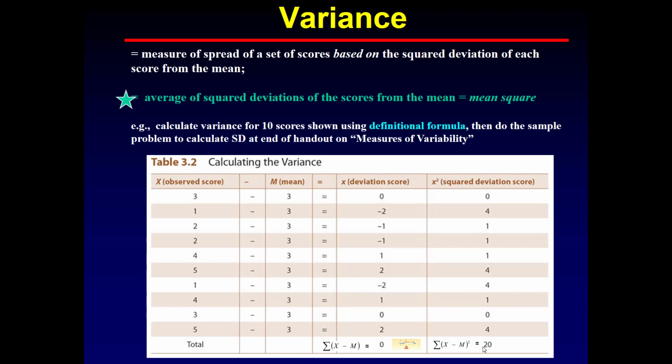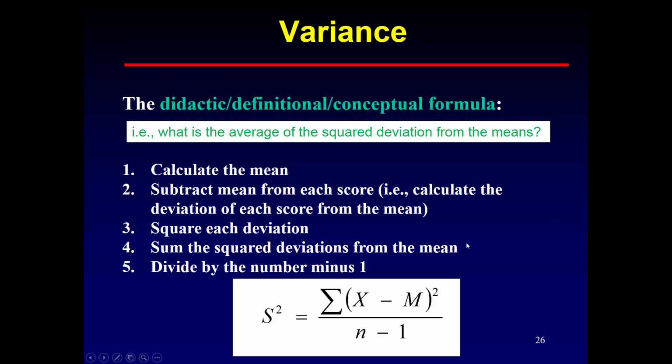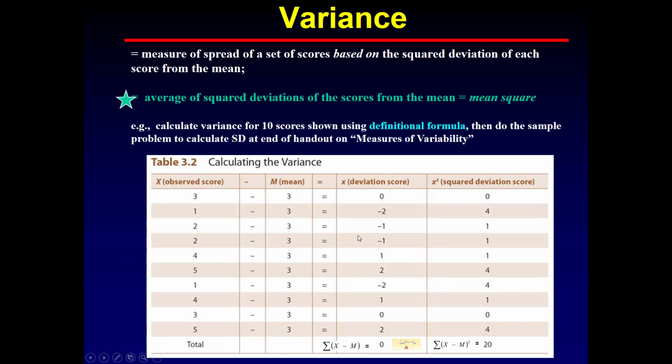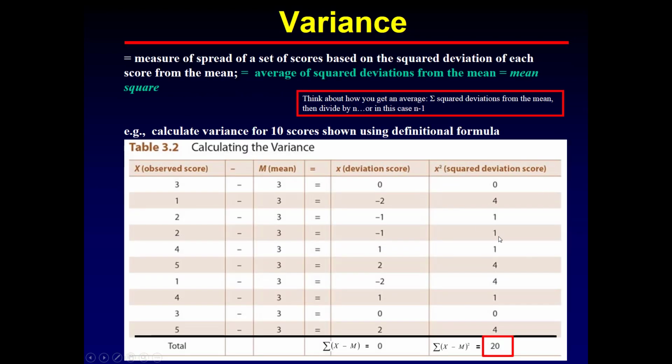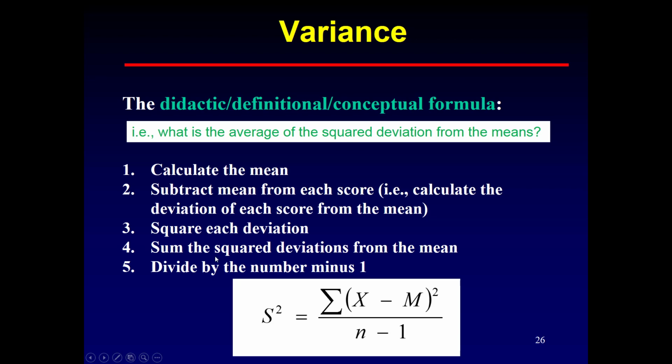Well, to get the average of the squared deviations of the scores from the mean, or the variance, we're going to follow these steps. We're going to calculate the mean. We're going to subtract the mean from each score to get the deviations. We saw this in the previous slide. Then we're going to square each deviation, as is shown here in this column. And then we're going to sum the squared deviations from the mean, which is the numerator here, and we're going to divide by the number of scores minus 1.